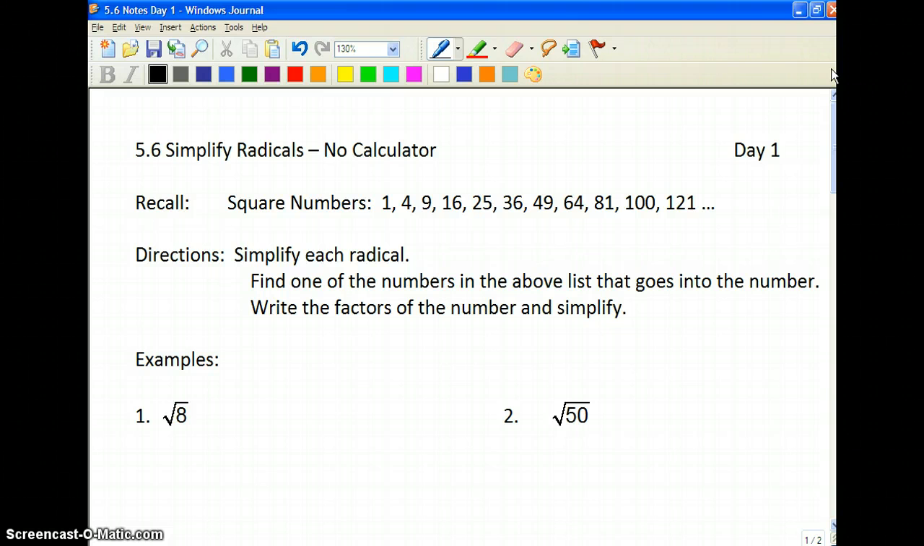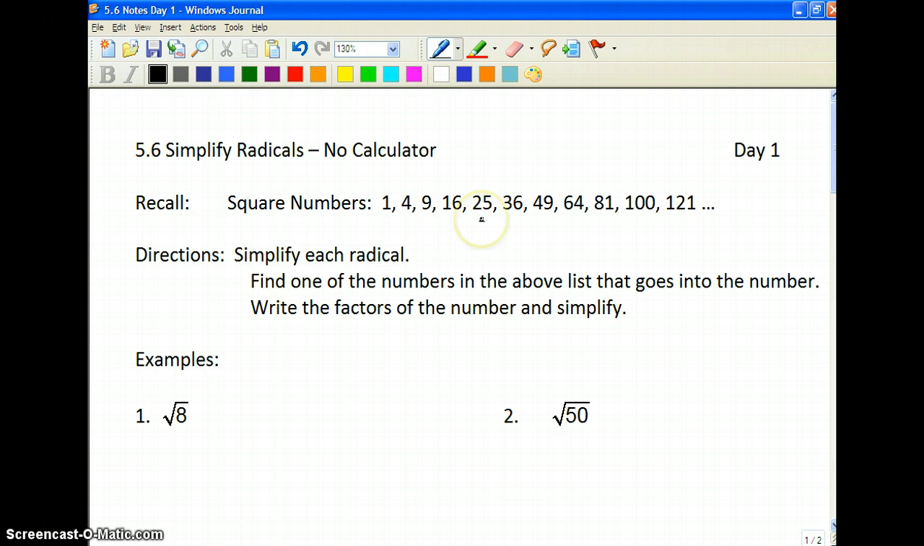In order to do these, it's easiest if we remember this list of numbers. So square numbers, 1, 4, 9, 16. Now how am I making this list? Well, 1 times 1, 2 times 2, 3 times 3, 4 times 4, 5 times 5.